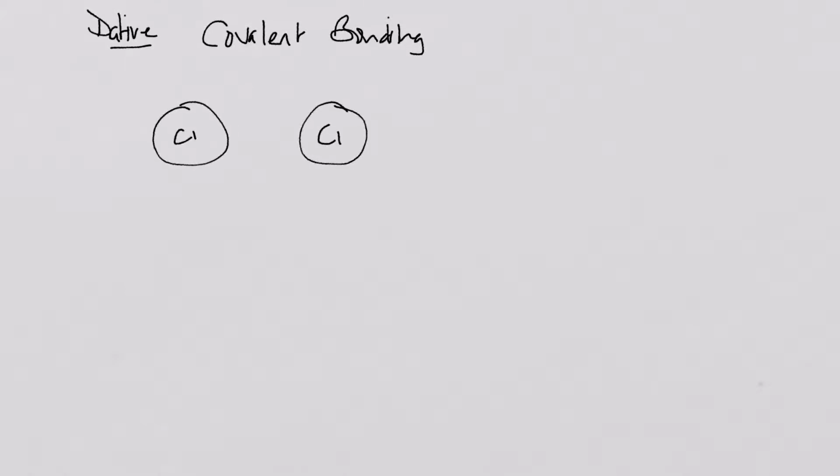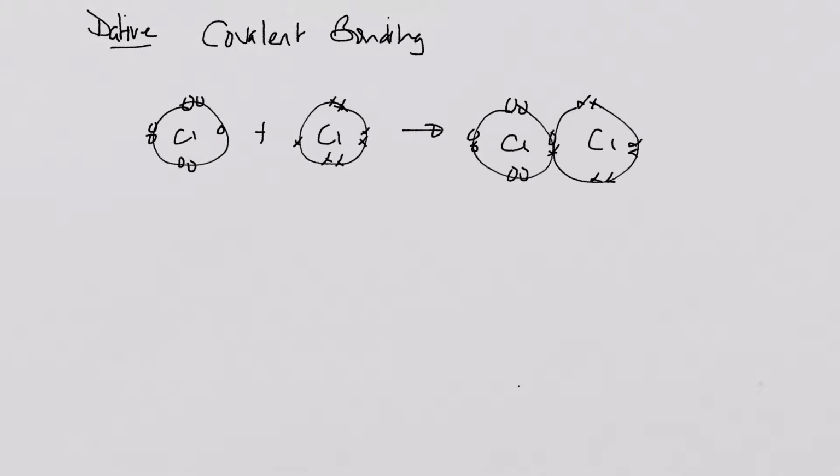Here I've got two chlorine atoms, and on them I've added their outer electrons, and you'll notice that this chlorine has a gap here, and this chlorine has a gap here, and the idea is this chlorine can have this electron moving across to here, and this chlorine can have an electron moving across to there, sharing electrons. So we get this, where here are our two shared electrons.